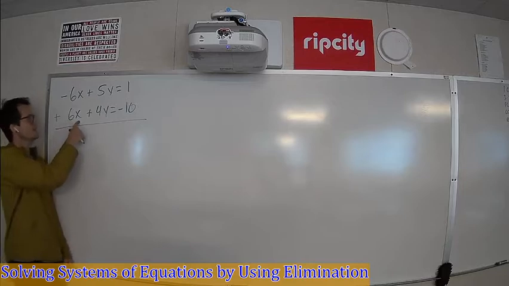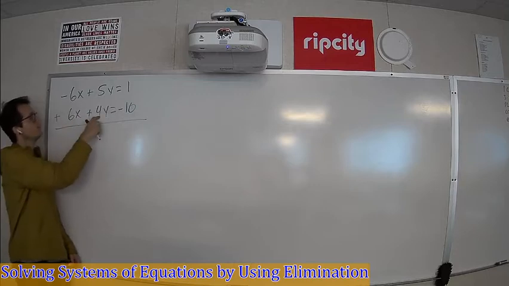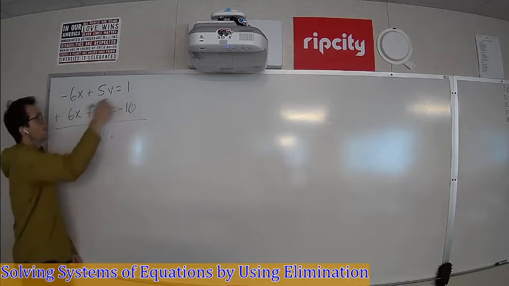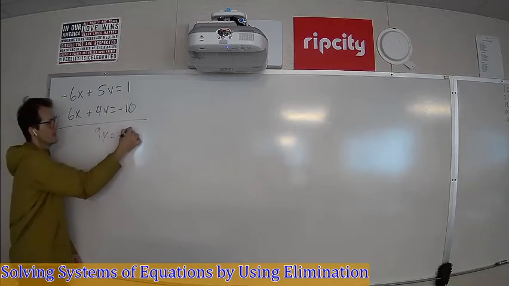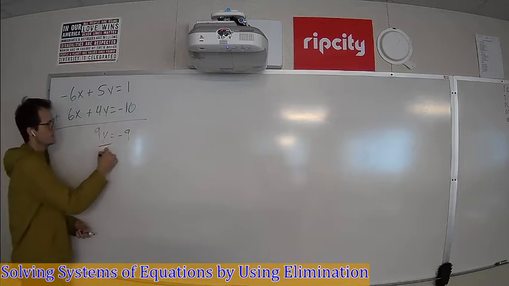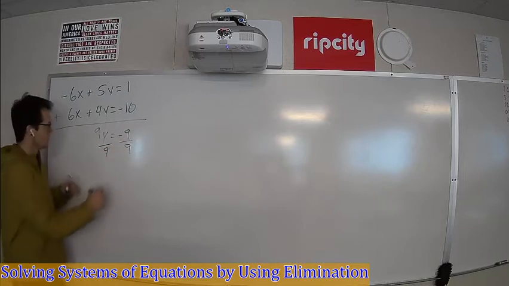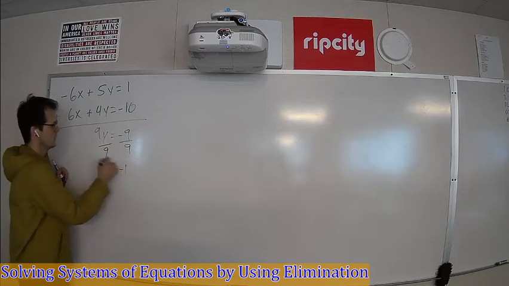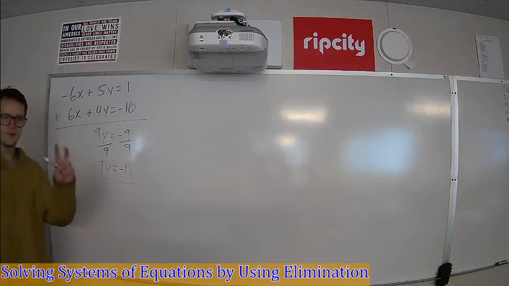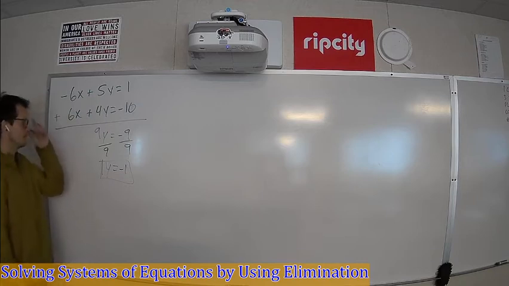Negative 6x plus 6x, well, that just goes away. That ends up being 0. Nice. 5y plus 4y is 9y. And then 1 plus a negative 10 is negative 9. Well, 9y equals negative 9. Let's divide both sides by 9. And we learn that y equals negative 1. That was pretty quick. So even though I don't like that phrase, adding the equations together, you see how it expedites the problem. It makes it go pretty quickly.